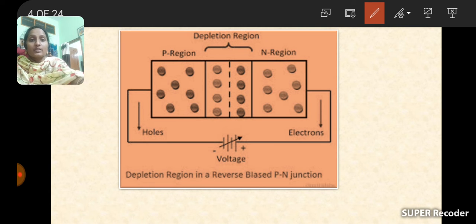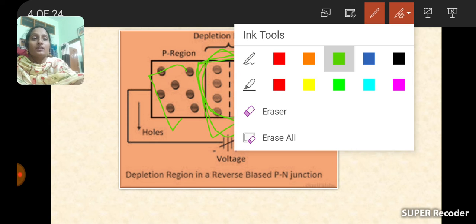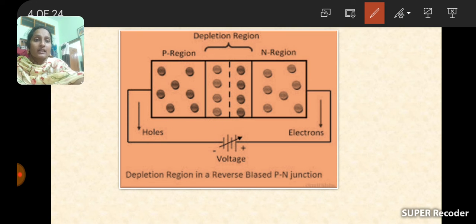Because of this depletion region, further minority charge carriers also do not move from one place to another. Simply, no current will be produced because of this depletion region. This depletion region acts like a dielectric medium, and the P region and N region act like two metallic plates. In this way, the diode junction in reverse bias condition acts like a capacitor.